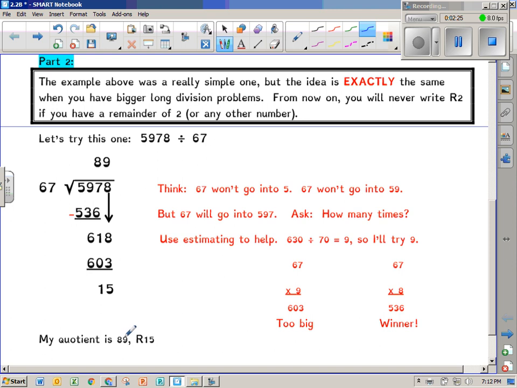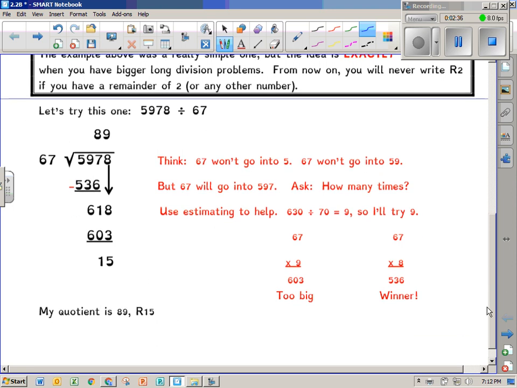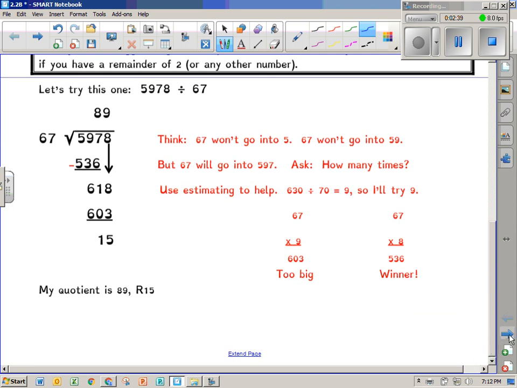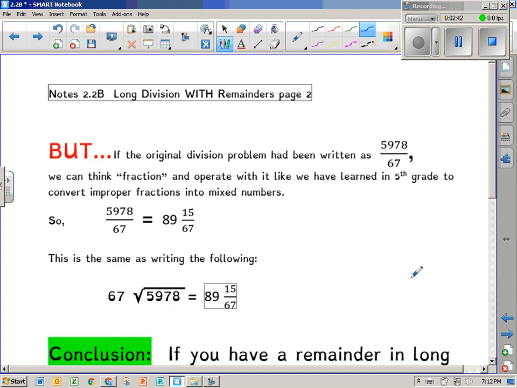Really, 89 is not our quotient. Our quotient is the result of the division problem, which we need to incorporate this remainder. So to do that, we're going to write a mixed number, just like we did before. Shift to page 2. So if the original division problem had been expressed like this, with the dividend on top and the divisor in the denominator, then we could actually just think of it as converting an improper fraction to a mixed number.